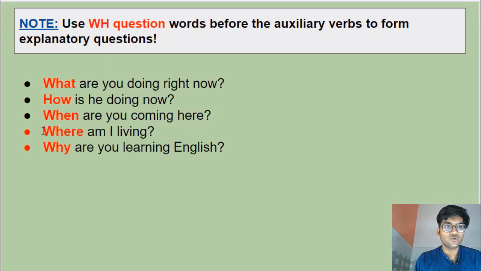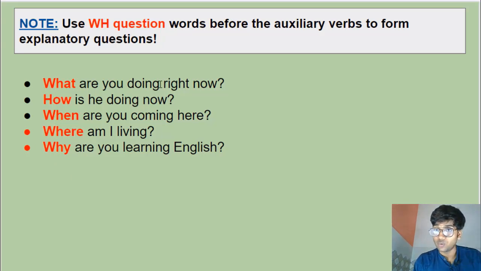Now, if you want an explanation, then use WH question words in the beginning of the sentence. Everything is just the same. Before the helping verb, use the WH question words like what, why, where, when, how. Okay. Look at these questions.